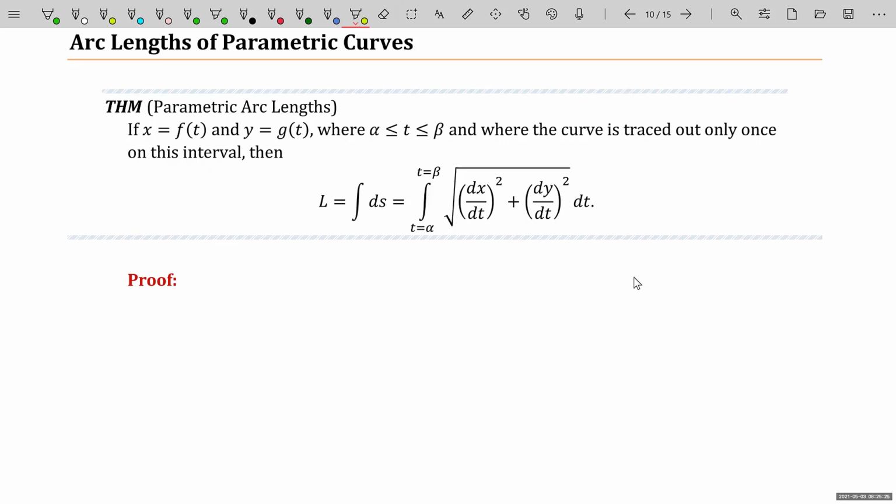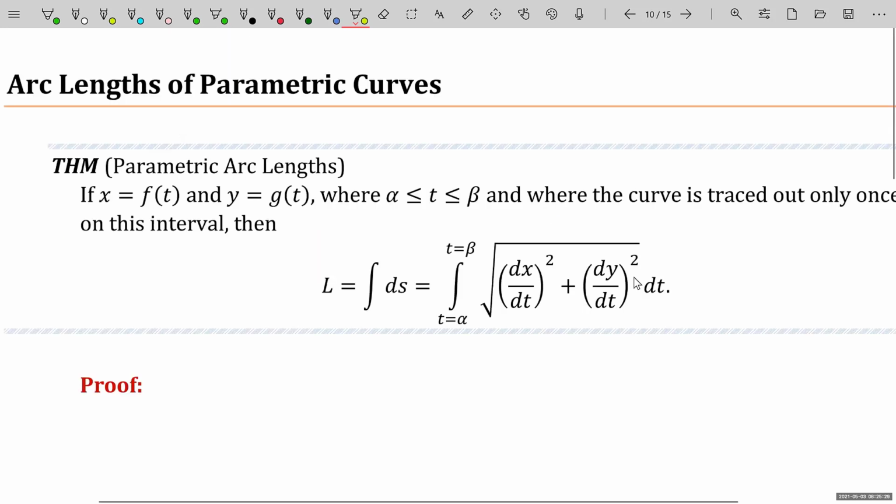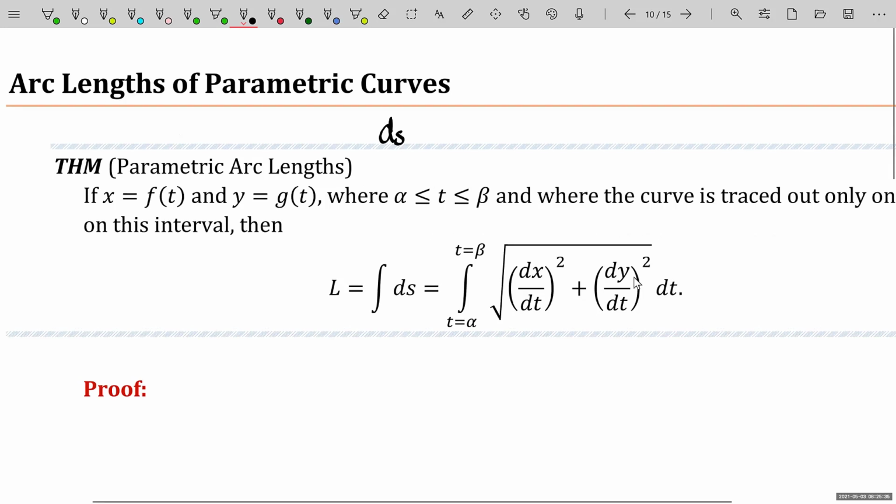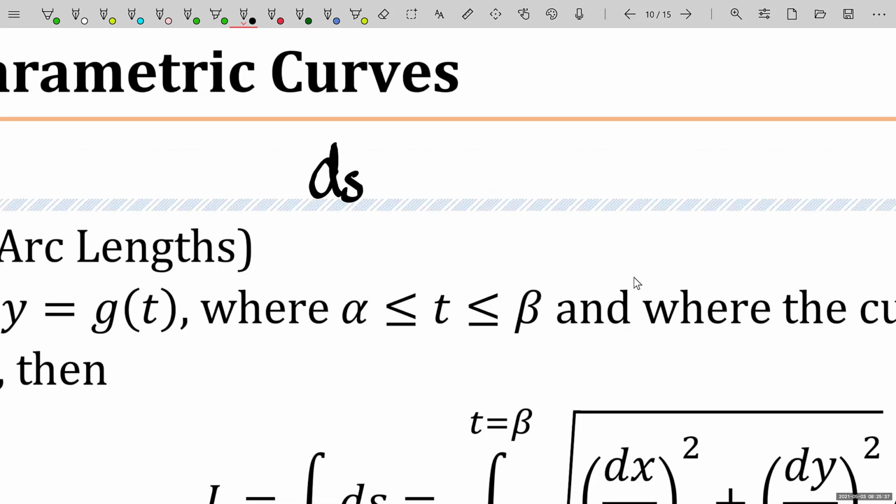Remember, the arc length function, or the arc length that we generally compute, we add up all these little teeny arc lengths, little ds's.